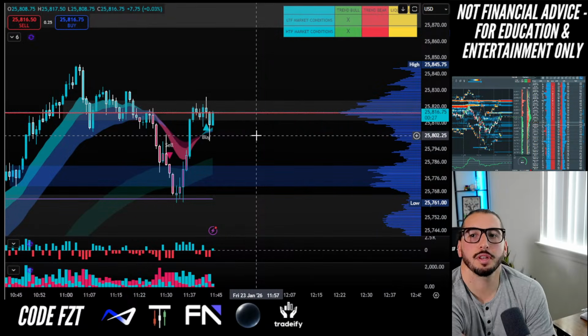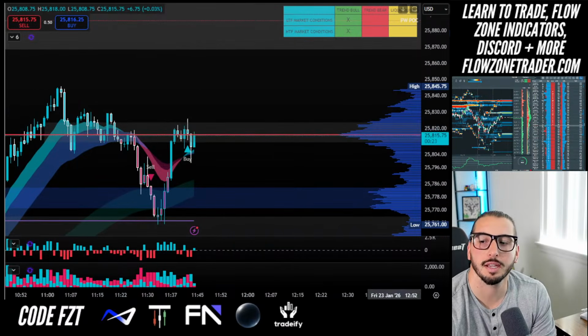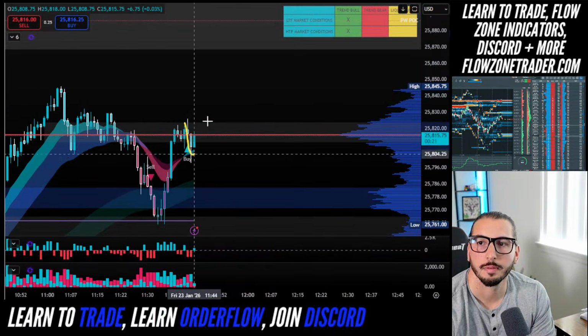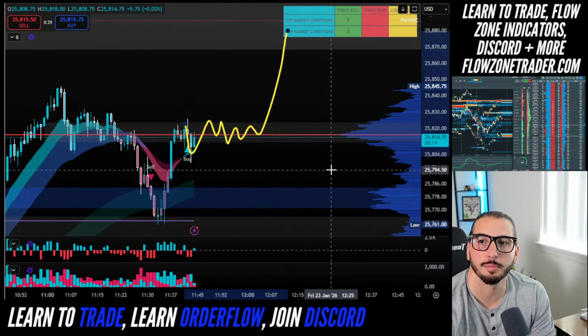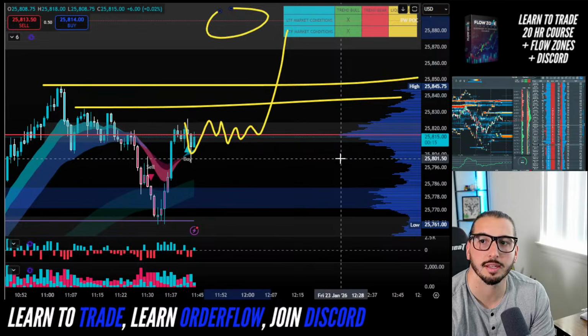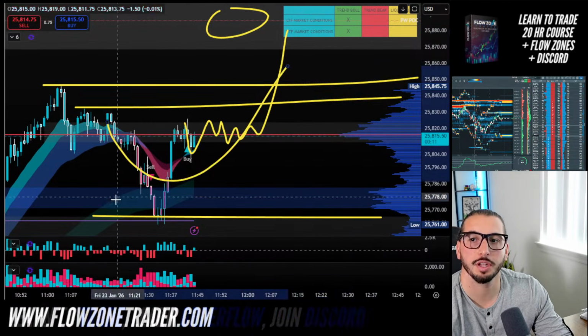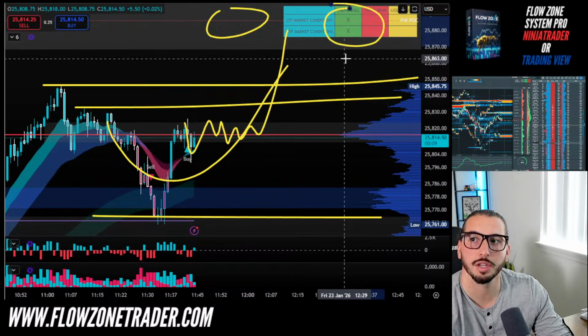So more absorption, leaving these sellers down here stuck. And again, the longer it's here, the more this becomes possible, because now you've got stops here, and people to test here. And we are above initial balance. We are in bullish momentum.